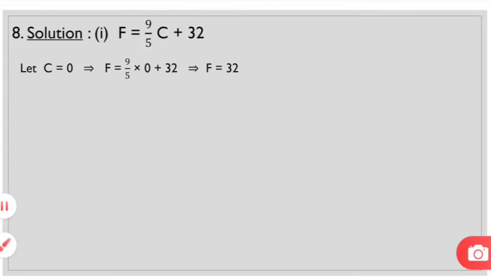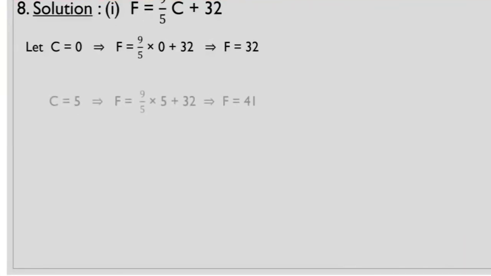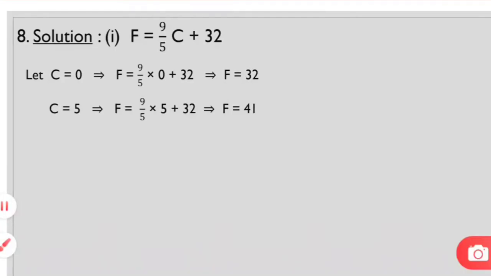You can see first let's take Celsius as 0 degree. Inserting it in the above equation, F equal to 9 upon 5 into 0 plus 32. That is 0 plus 32, so we'll get F equal to 32. So first pair of solution is 0, 32. Next, let's select the value of Celsius as 5 degree. Inserting the value in the equation, we'll get F equal to 9 upon 5 into 5 plus 32. On solving, you can cut 5 here, so we'll get 9 plus 32, that is F equal to 41.